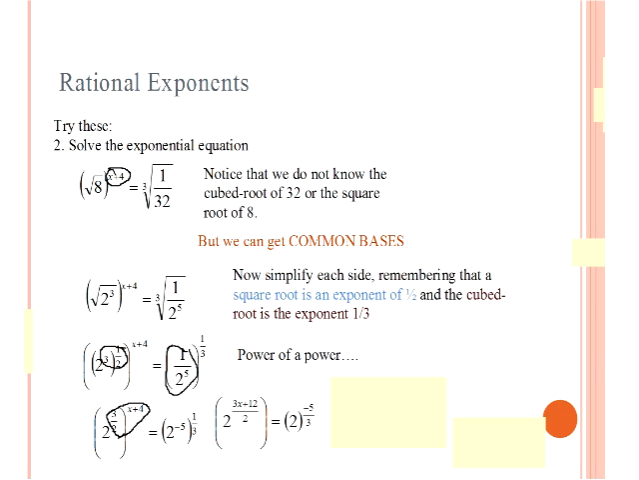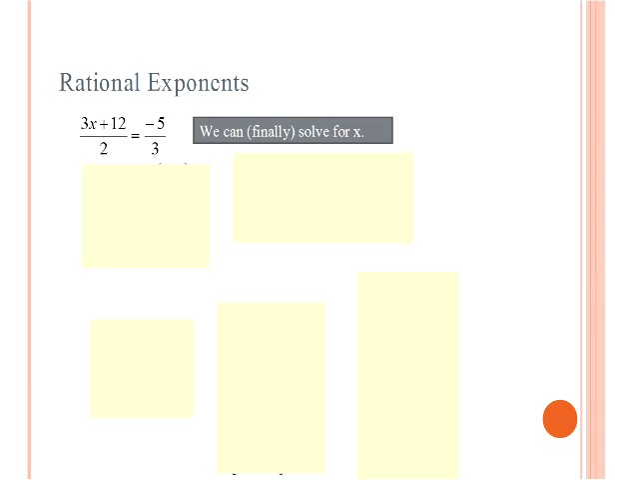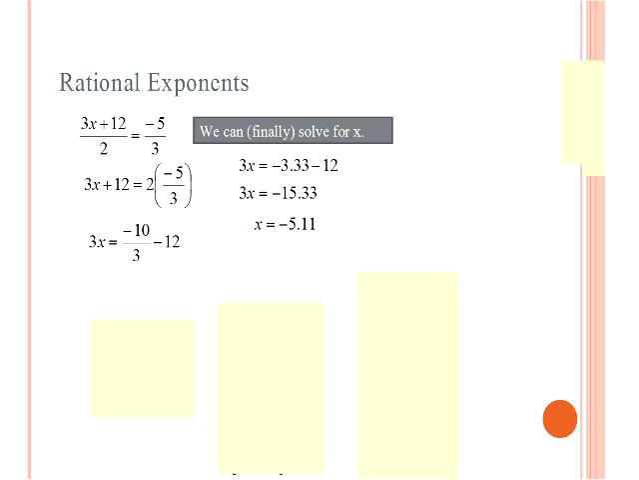Now I can continue with my powers of powers, multiplying top by top and bottom by bottom. And now my bases are the same, so my exponents have to be the same. So I can set these exponents equal to each other, and I can solve for x. We multiply both sides by 2, and then subtract 12, and then divide by 3. And so had I plugged x equals negative 5.19 into the original equation, I would have seen that the left-hand side and right-hand side give me equal numbers.